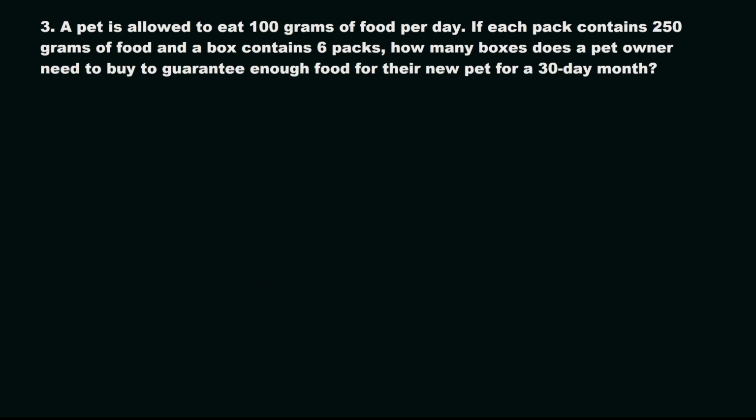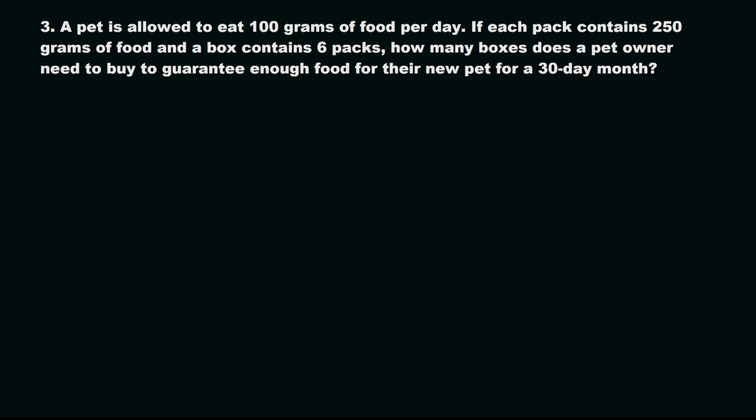All right, so problem 3 is actually talking about a problem that's not really chemistry or science related, but it can show you how dimensional analysis can be used in everyday life, such as figuring out how many boxes of food to buy a pet. So in this problem, a pet is allowed to eat 100 grams of food per day. If each pack contains 250 grams of food and a box contains 6 packs, how many boxes does a pet owner need to buy to guarantee enough food for their new pet for a 30-day month?